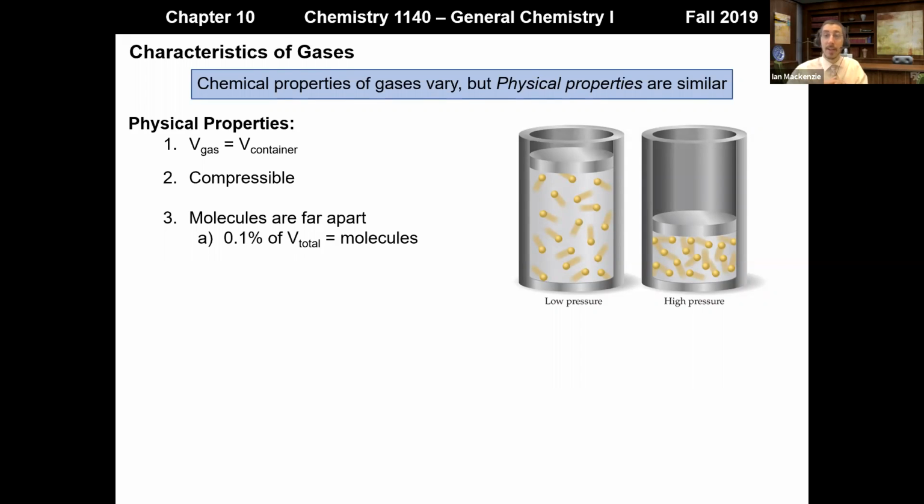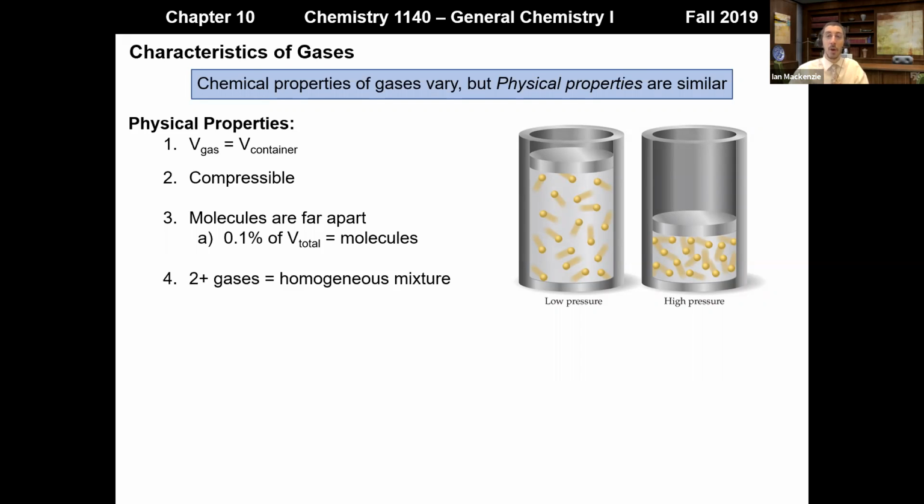Going along with this line is the point that because there's all that extra space between the molecules, the actual volume that's occupied by the molecules themselves is tiny compared to the volume of the container. Normally approximately 0.1% of the total volume is actually occupied by the molecules themselves.